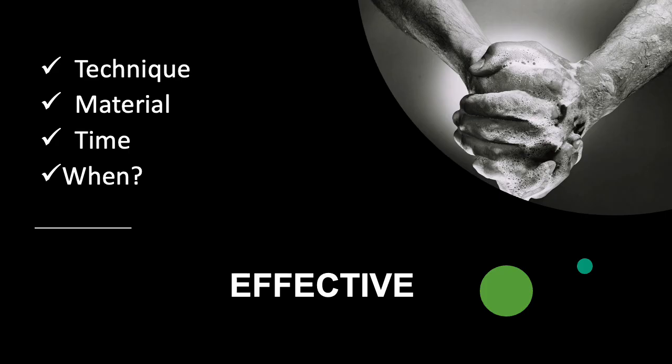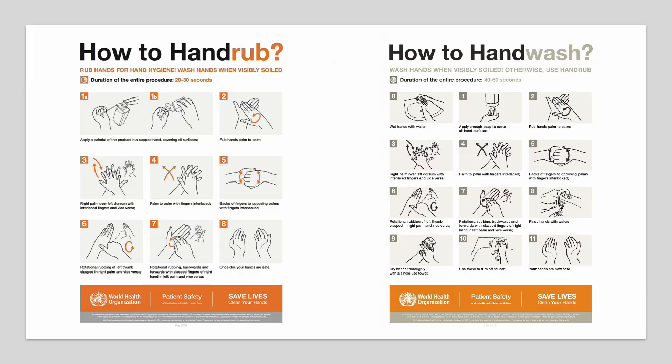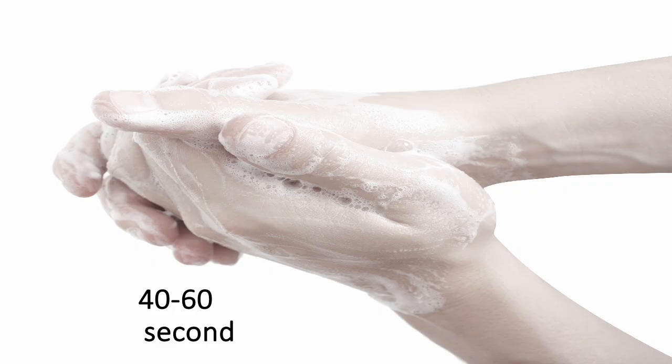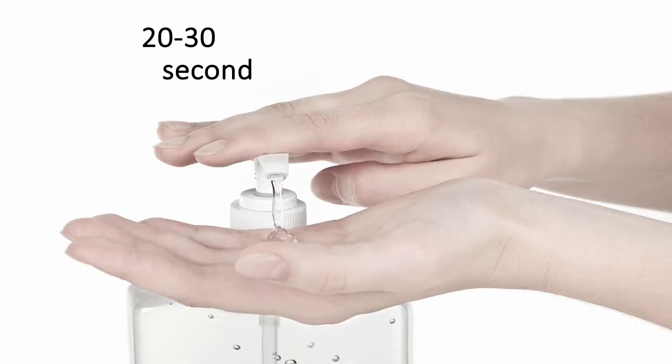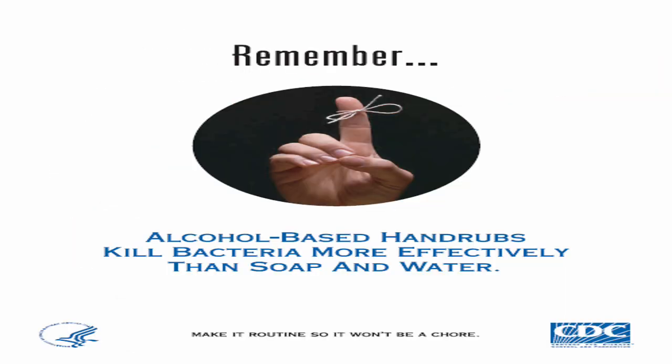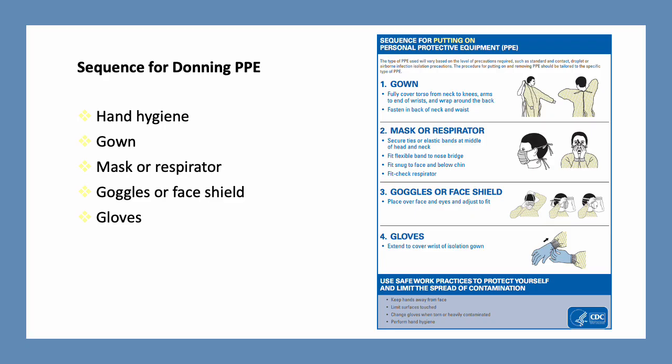Also, you must know when to do hand hygiene. This is the right technique to follow, the right time period for hand washing and for hand rubbing. And don't forget, alcohol-based hand rub kills bacteria more effectively than soap and water. When donning our PPE, we should follow the right sequence. The first step is to do hand hygiene. The first thing to wear is the gown, then the mask or respirator. After that, the goggles or the face shield. The last thing to wear is the gloves.